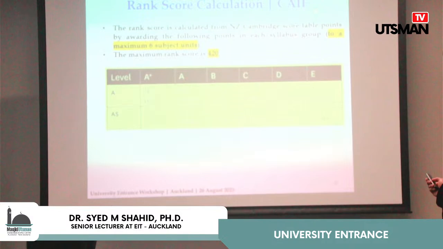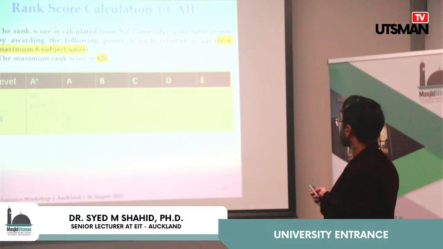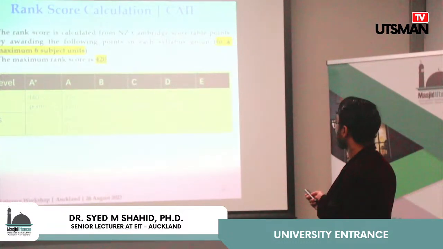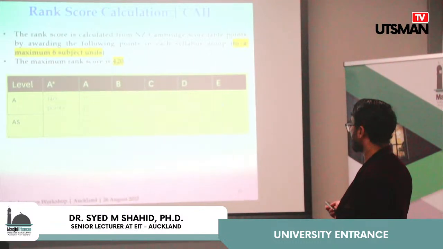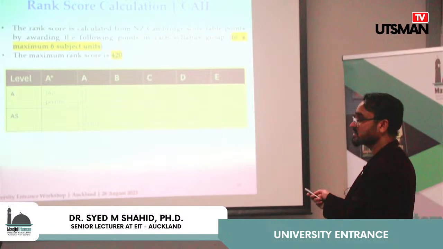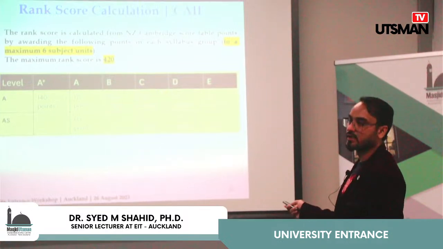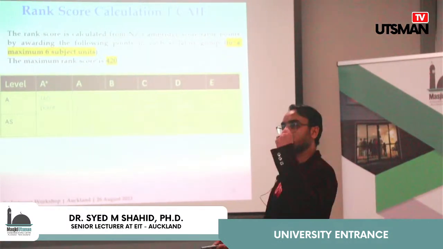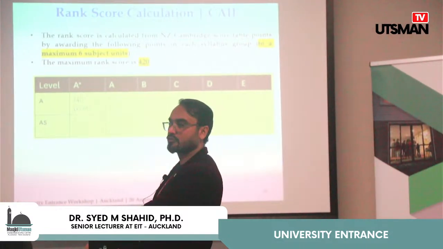To calculate for CAIE, for Cambridge, an example is given there. Rank score is calculated from a score table by awarding the following points in each syllabus group to a maximum of 6 subject units. So for A plus 140 points, for A 120, B 100, C 80, 60, 40, and for AS level 60, 50, 40, 30, 20. So if your son has got 6 subjects at A level with C, you can easily calculate. Or if he has 1 A, 1 B, 1 C times 2, up to 6 subject units, you can again calculate.